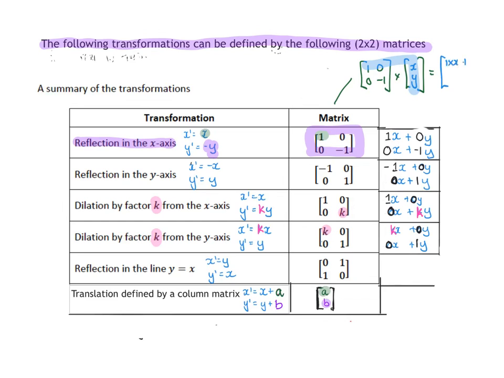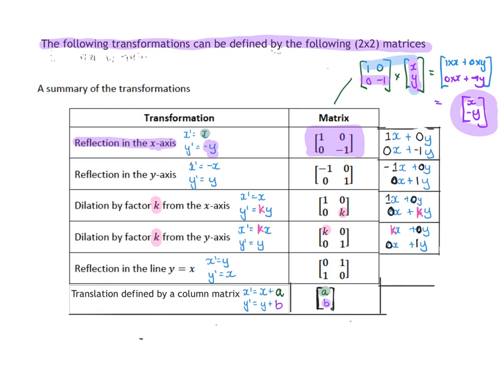1 times x plus 0 times y. Then you do the next row and column, and you would have 0 times x plus -1 times y. Now if I tidy that up, wouldn't you just have x, because 0 times anything is 0, and then negative y. Does that make the point like we would want to see it? With that reflection, can you see that? So using this matrix would give you a reflection in the x-axis. It makes the y negative, which is what you want to see.